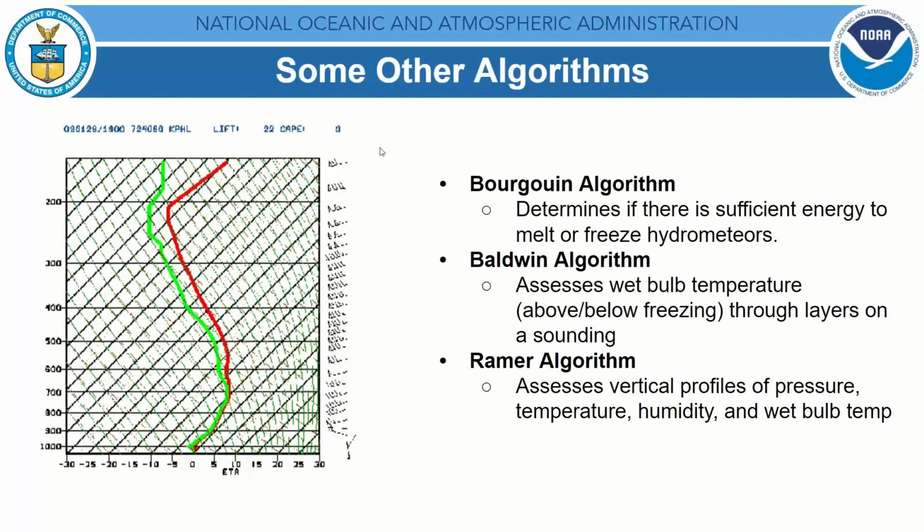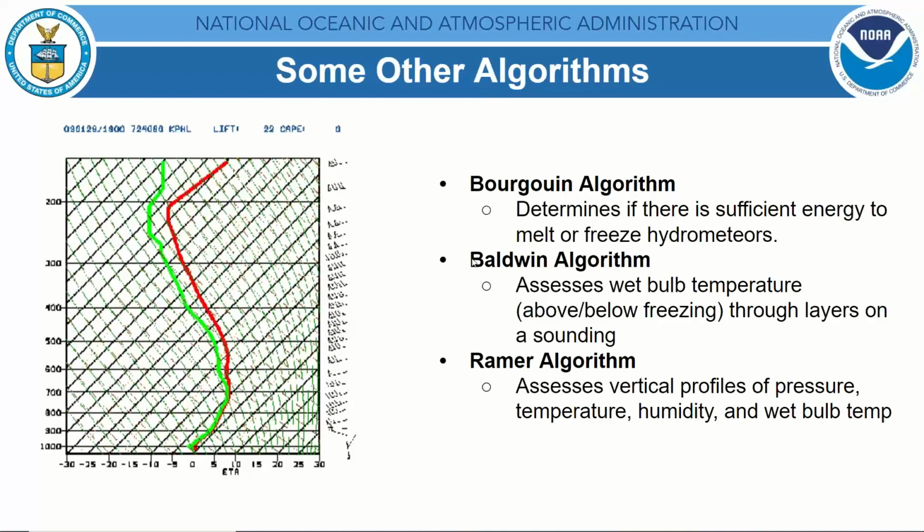So there are some other algorithms that are used today. One is called the Bourgeois algorithm, and this determines if there's energy to melt or freeze essentially the raindrops. Think about it like with thunderstorms. We talk about instability or energy. We talk about CAPE. It's similar to that. Is there enough energy to melt the snowflake or refreeze it? So that's one of the more commonly used.